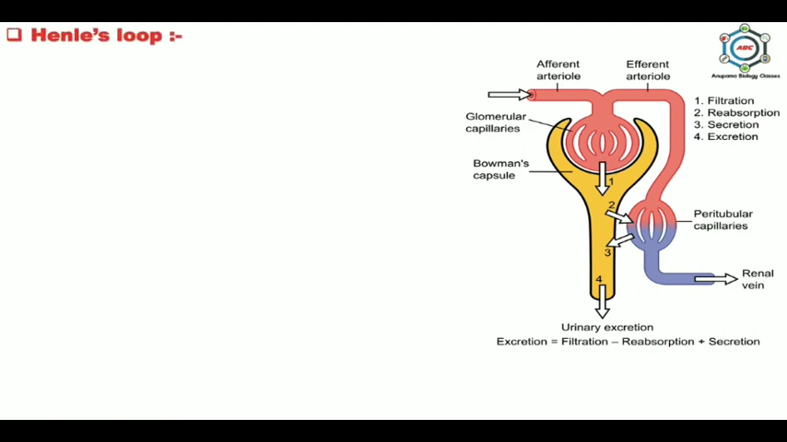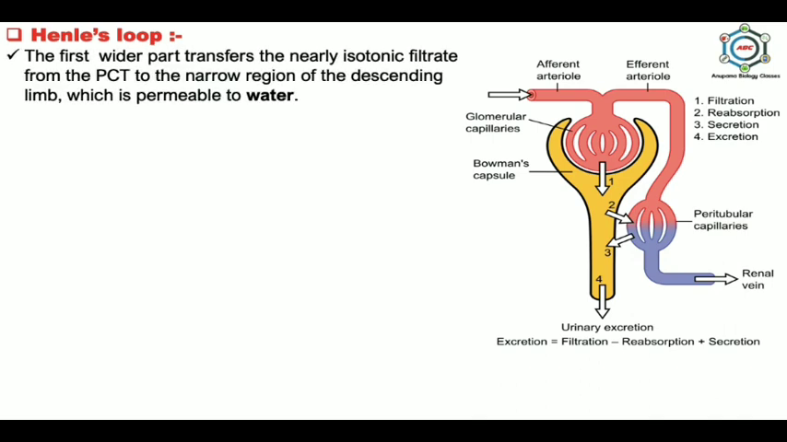Now the third, that is the Henle's loop or loop of Henle. You know the Henle's loop has two limbs, ascending and descending. The first wider part transfers the nearly isotonic filtrate from the PCT to the narrower region of the descending limb, which is permeable to water. So here, isotonic, what does it mean? Isotonic means the extracellular fluid has the same osmotic pressure as the cell.